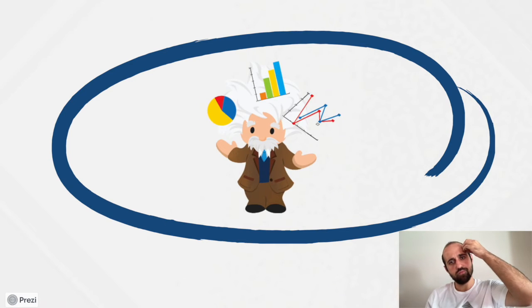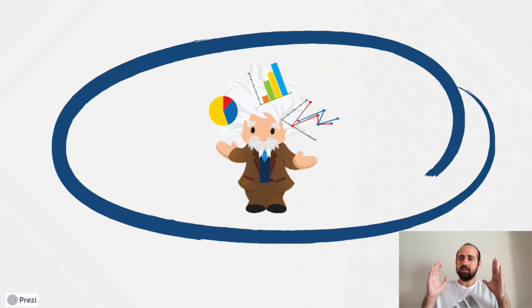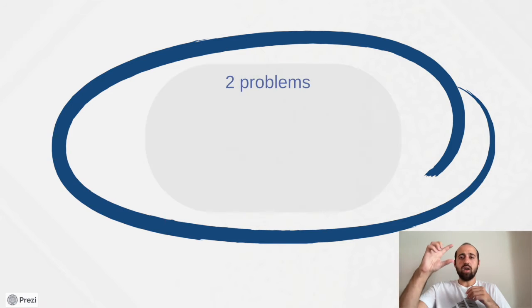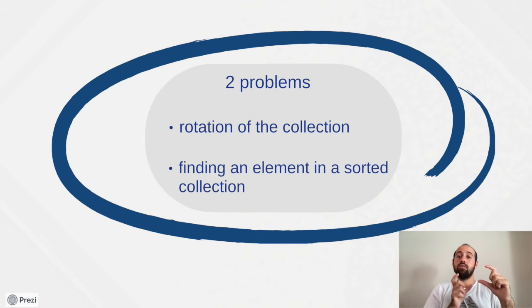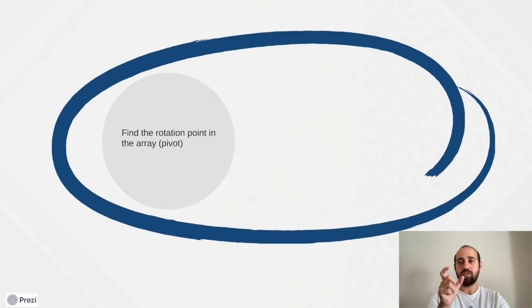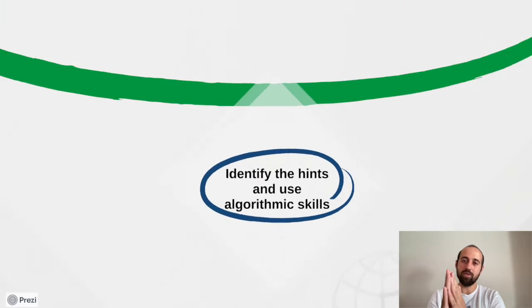It's true, but how can we apply it here? We know that this collection is sorted but rotated. So we have two problems here. The first problem is the rotation of the collection, and the second one is finding an element in a sorted collection. So how should we proceed here? We need first to find this pivot, this rotation index in our collection. After having found this rotation point, we can apply the standard implementation on a sorted collection. So our problem is back to a smaller problem, which is finding this pivot in our collection.